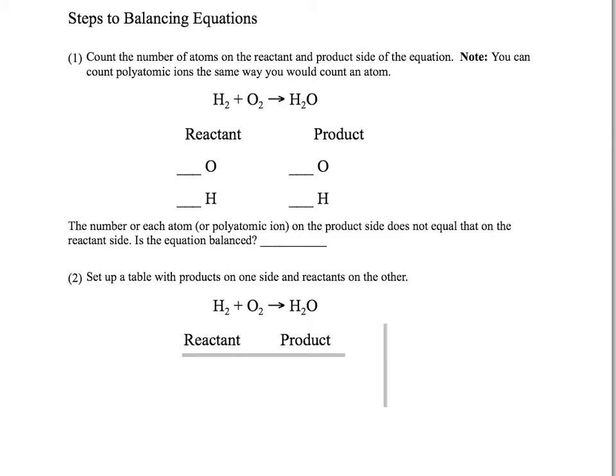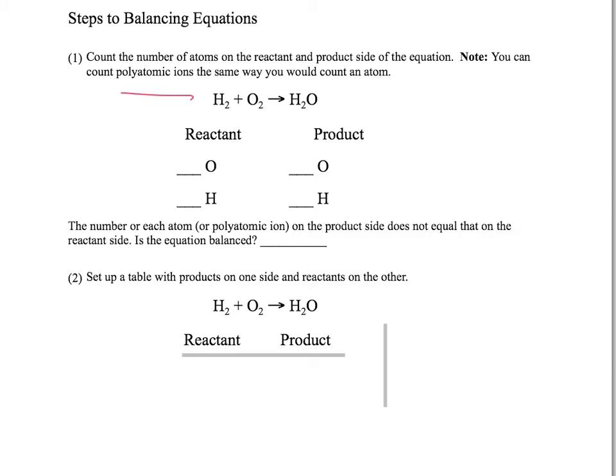If you want, and we're not going to do this in this example, you may count polyatomic ions. For example, if I have carbonate, CO3 2-, on each side, then I can count that as just one thing, as long as it's on both sides. But we don't have to worry about that right now. Let's just do a simpler problem here.